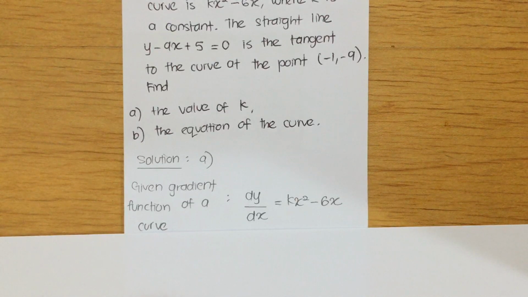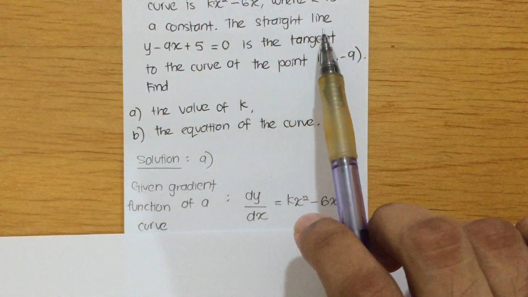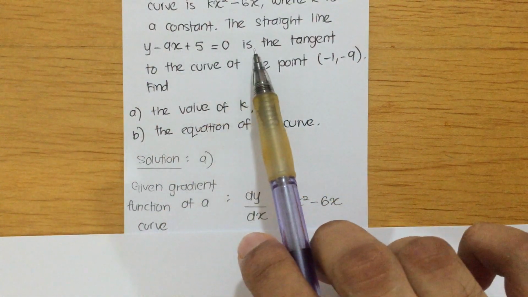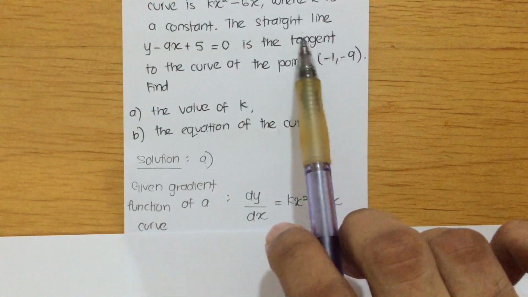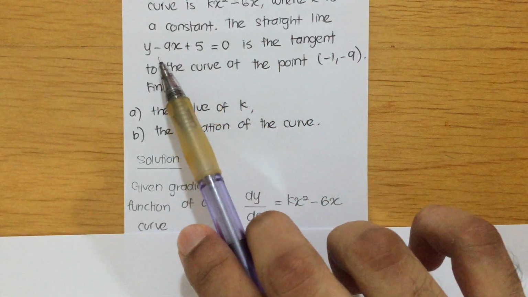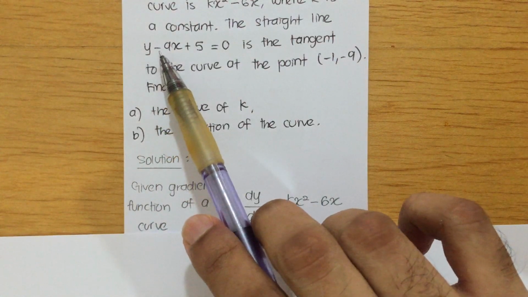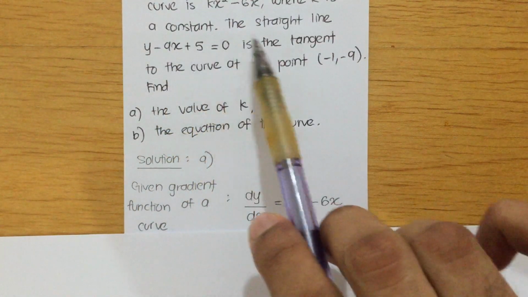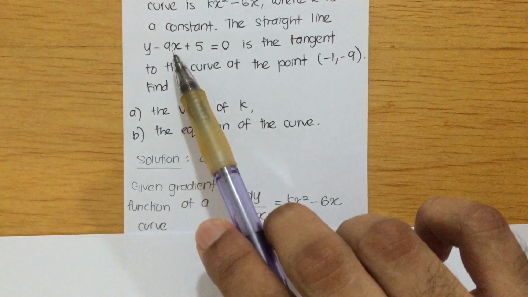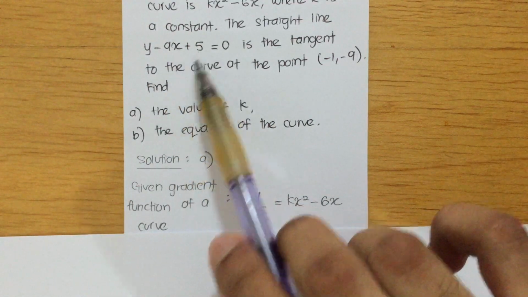So as we learned in differentiation, the tangent to the curve is also considered a differentiation. So how are we going to find the differentiation value from y minus 9x plus 5? It's very simple. When we bring negative 9x plus 5 to the right hand side, it becomes y equals 9x minus 5.